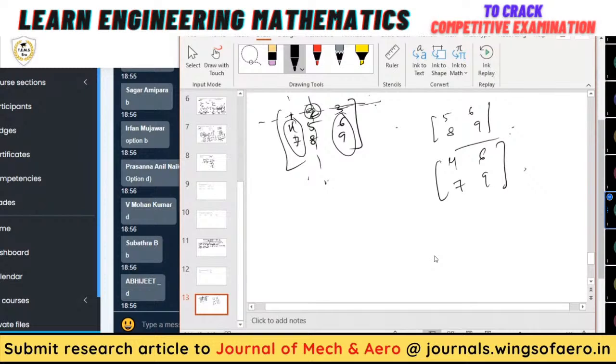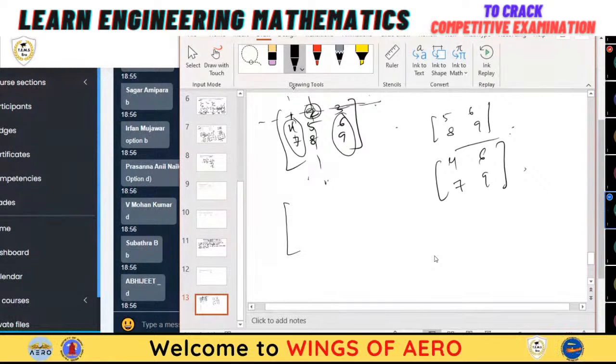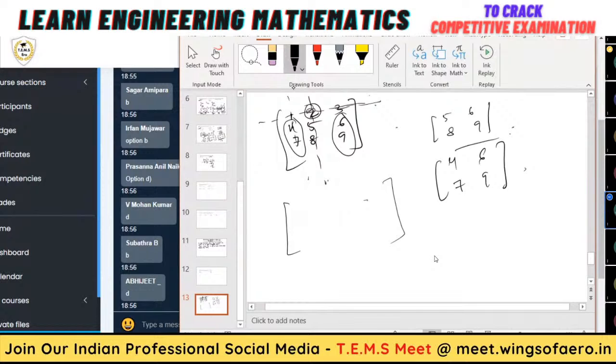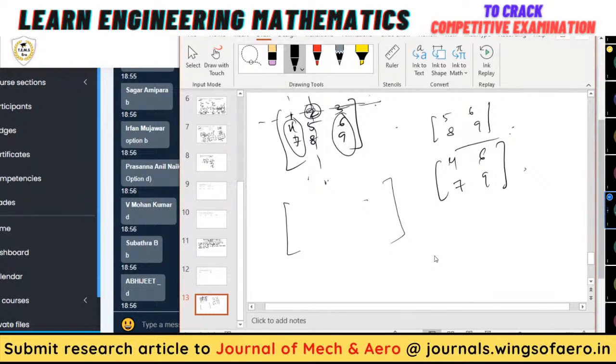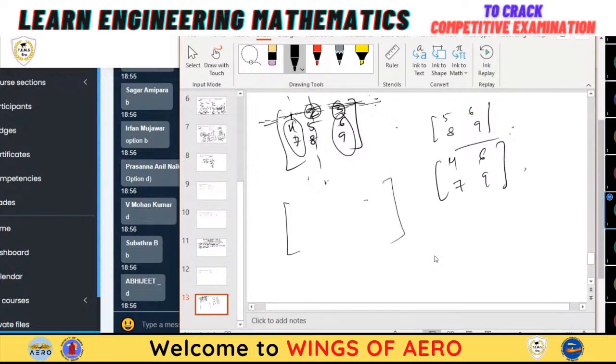In GATE questions, there may be a question like what is the cofactor of 1 or what is the cofactor of this. The matrix may be a much bigger matrix, and in that case finding the cofactors will be more difficult. Then we need to find the cofactor: the row and column which intersect that element should be deleted. Similarly, for the cofactor of 3, 3 is situated in the first row and the last column, that is the third column.